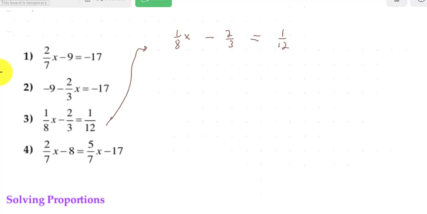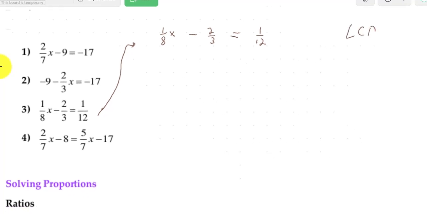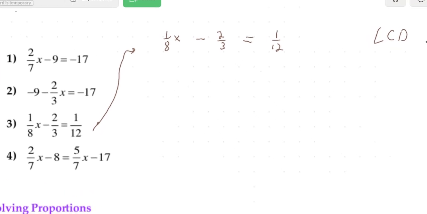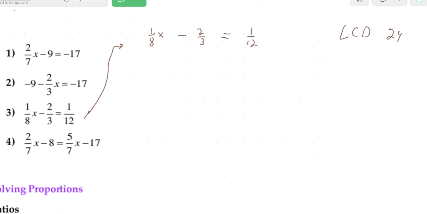I could look and see, what's my LCD here? I'm thinking my LCD is going to be 24, because 24 is the smallest number that 8, 3, and 12 will go into evenly. So if I multiply each term by 24, think of it as 24 over 1, we're going to multiply each of these by 24 over 1.